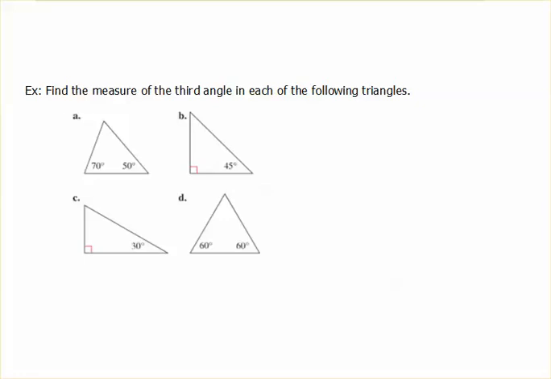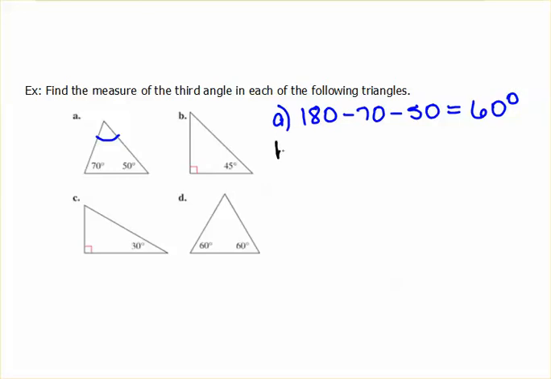Here we have some examples that say find the measure of the third angle in each of the following triangles. Okay, so we have this triangle here that has one angle of 70 degrees and one angle of 50 degrees. So if I were going to figure out what this third angle is, we know that each triangle has to add up to be 180 degrees. So I would have to subtract off 70 and subtract off 50 to figure out that that angle has to be a 60-degree angle.